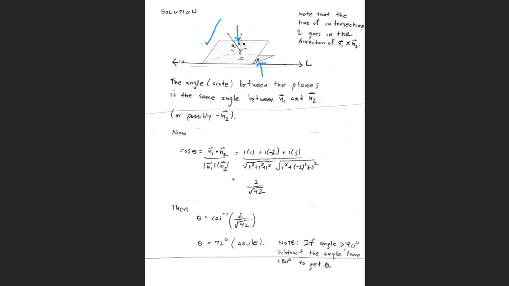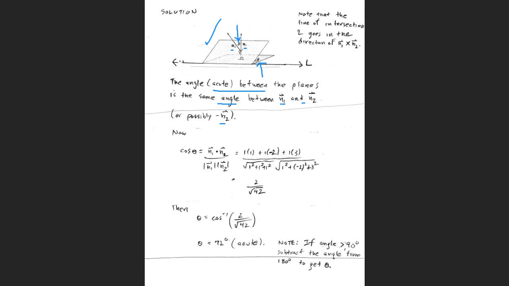So the acute angle between the planes is the same angle between those two normal vectors, or possibly n1, the normal vector n1, and negative n2. Again, we got to get the acute angle.